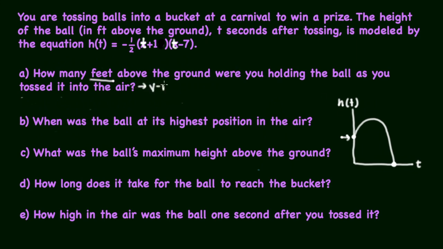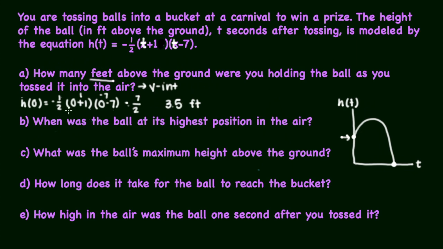And to find the y-intercept, we plug in 0 for x, or in this case, t. So h of 0 is equal to -1/2 times (0 plus 1) times (0 minus 7). So 0 plus 1 is 1, and 0 minus 7 is -7. -1/2 times 1 is -1/2, times -7 is 7/2, which equates to 3.5. And you were holding the ball 3.5 feet above the ground as you were tossing it in the air.